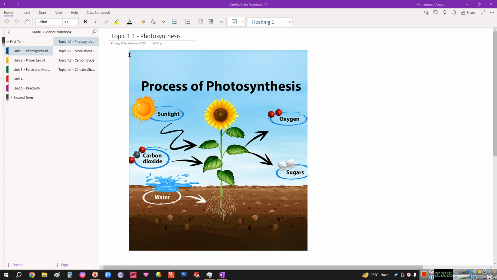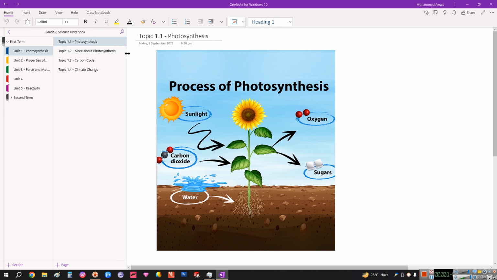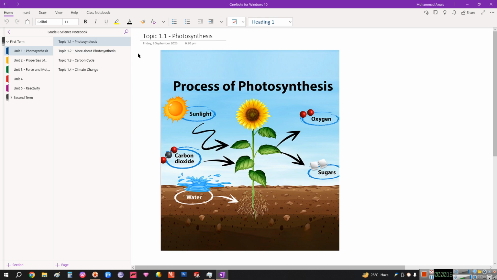We are going to cover the first unit, which is photosynthesis, in which we have covered 4 subtopics. Topic 1.1 is photosynthesis. Topic 1.2 is more about photosynthesis; we'll go into the details of how this is done at a cellular level. Then in topic 1.3 we're going to see how the carbon cycle in the environment works, and finally we will close this unit with the last topic, topic 1.4, climate change. We'll see how the whole carbon cycle and the climate are related to one another. So let's get into it.